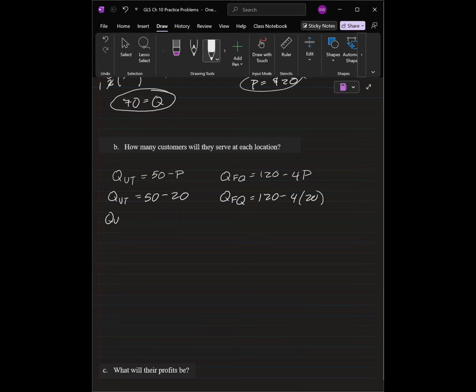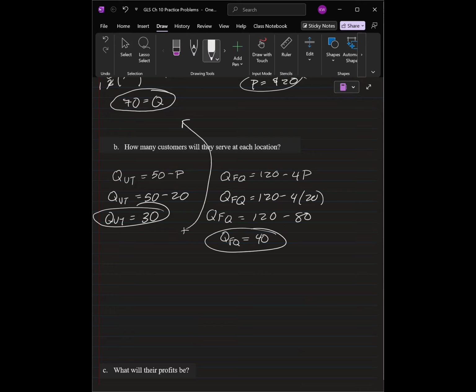So Uptown quantity demanded is equal to 30 meals. And for the French Quarter, we get 120 minus 80, which gets us 40 meals provided to the folks in the French Quarter. So together, that's 70 meals, just like we found in part A, but now we can see how they're distributed.